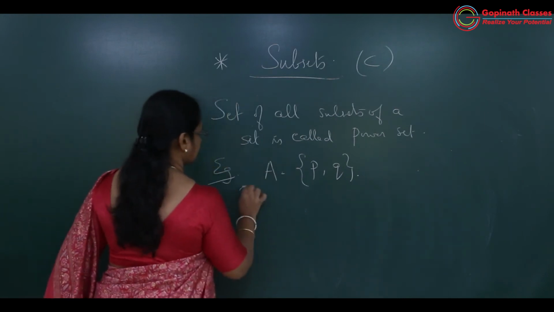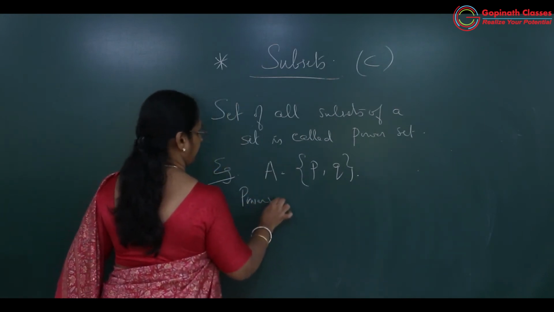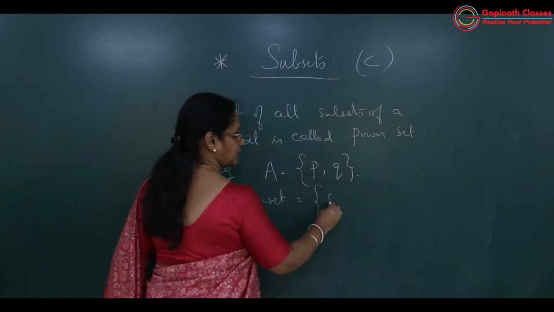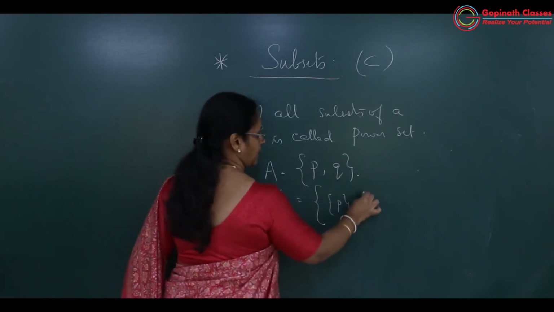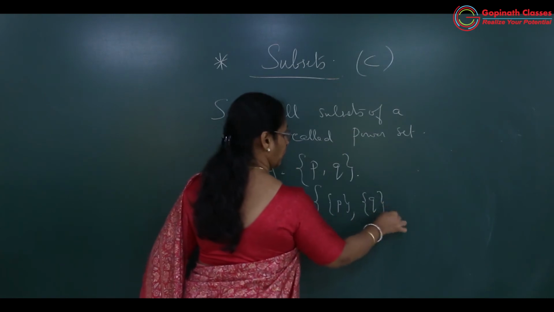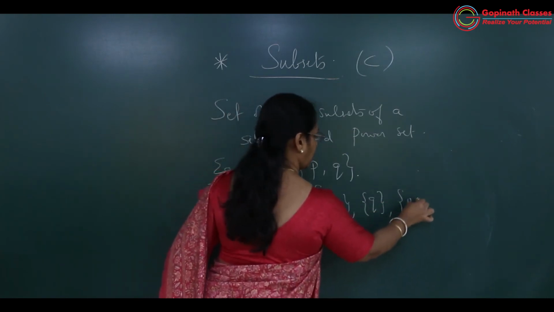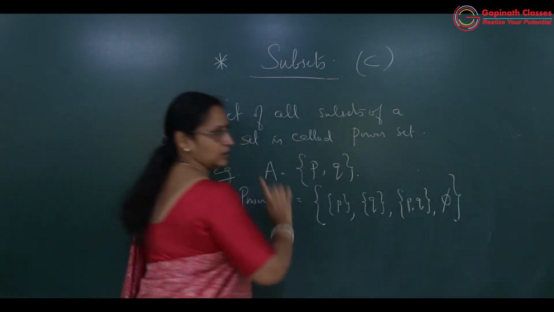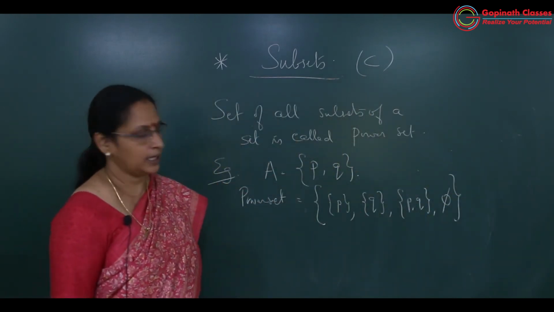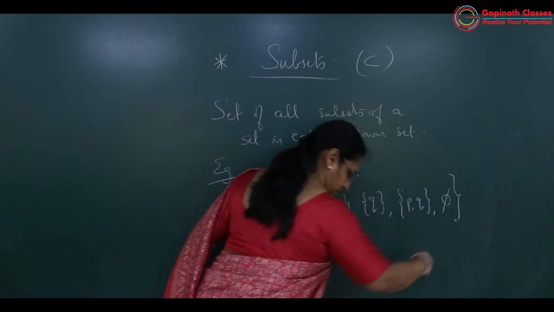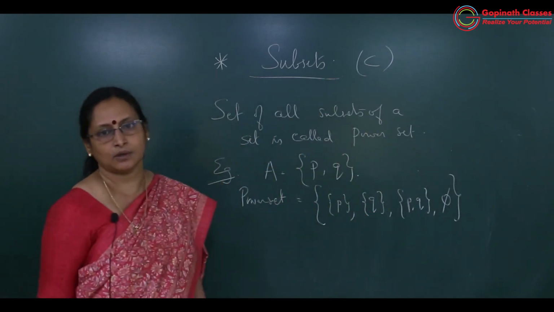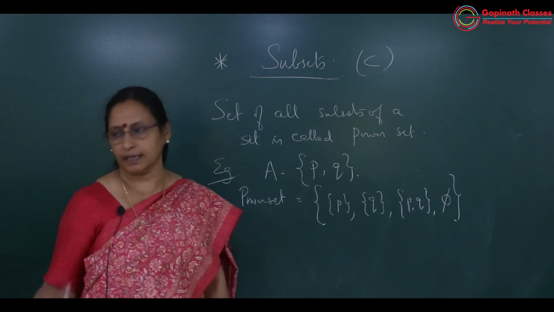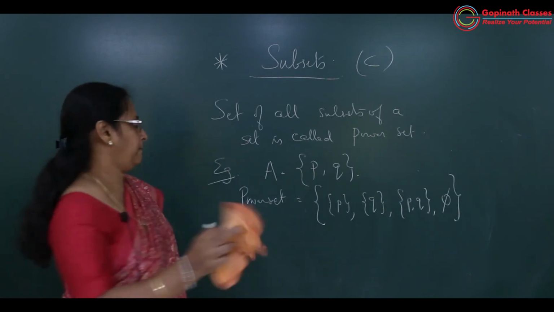So power set of A. Set, which are the subsets of it? Set P, comma set Q, comma set PQ, comma null set. ये P and Q का 4 subsets होता है, वो चारों subsets का set उसको बोलते हैं power set of A. Okay, so subsets कैसे लिखना है और what do you mean by power set?